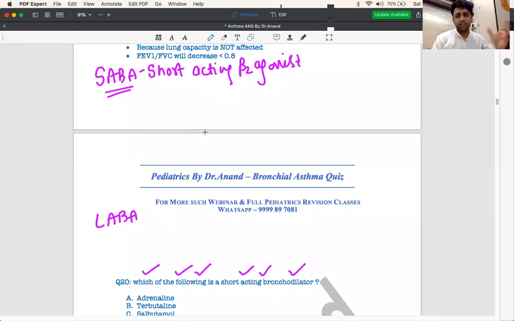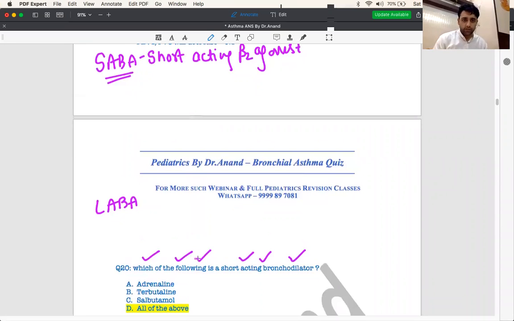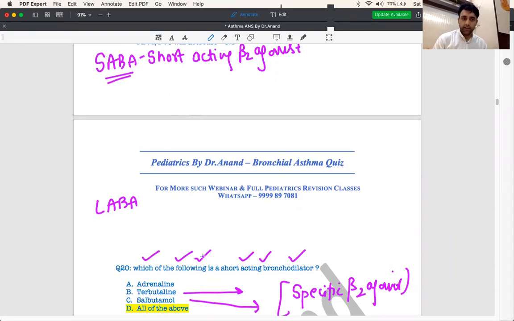In that also we have selective and non-selective. So very important, this picture only. You know that terbutaline and salbutamol are the specific beta 2 agonists, whereas adrenaline is a non-selective beta agonist because it works on alpha also, beta also, everywhere it works. So the selective ones are terbutaline and salbutamol.